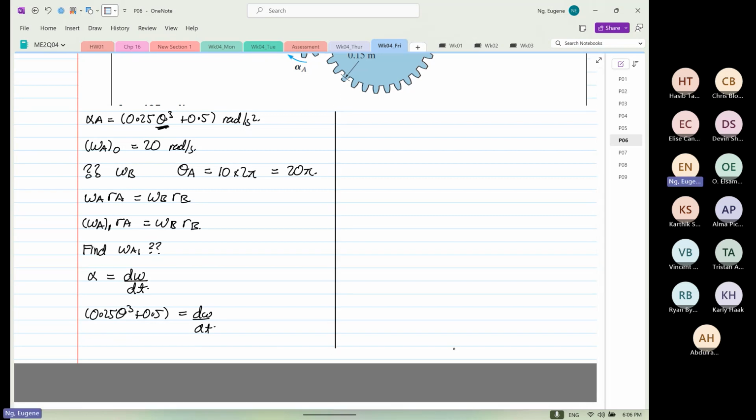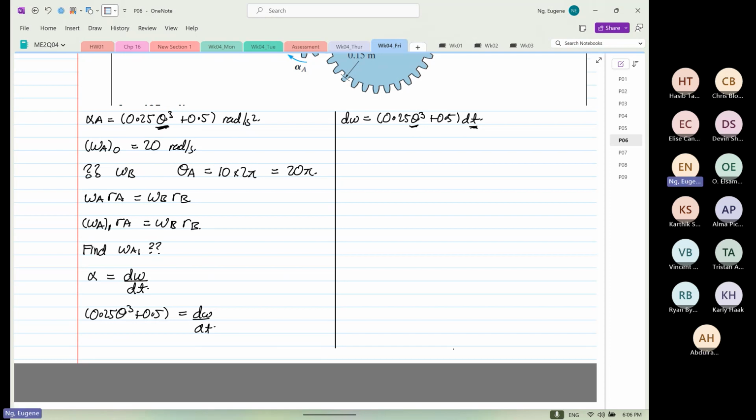If I were to rewrite this, I'm going to get d omega equal to 0.25 theta cubed plus 0.5, times dt. In this sort of problem, you realize that if this is in terms of time and this is in terms of theta, I'm heading in the wrong direction. That will not work, right?